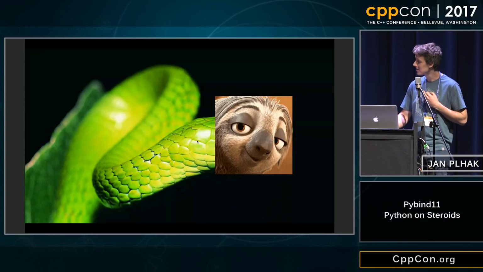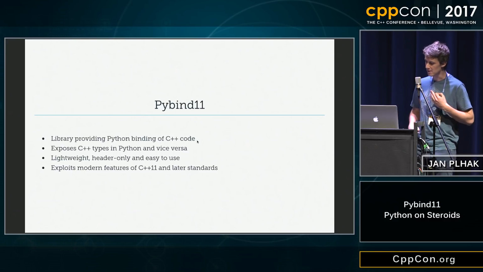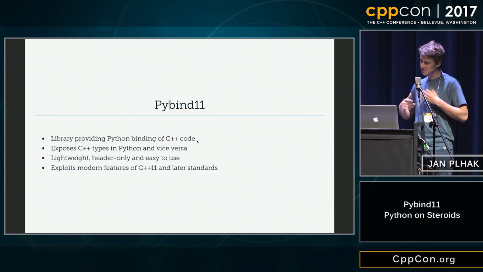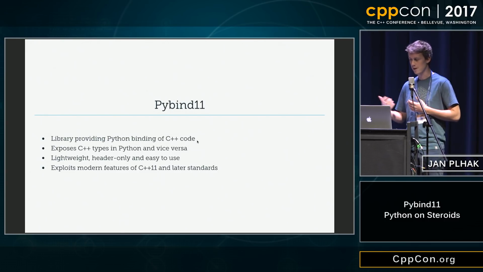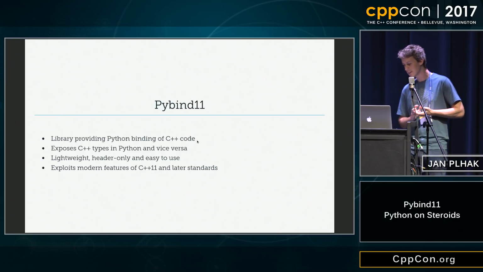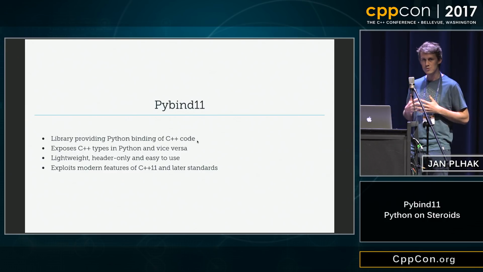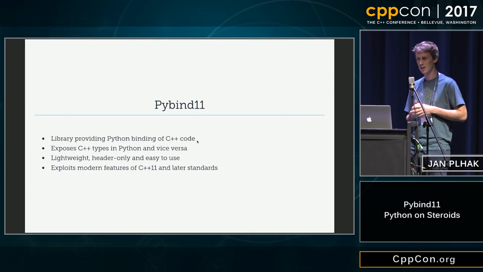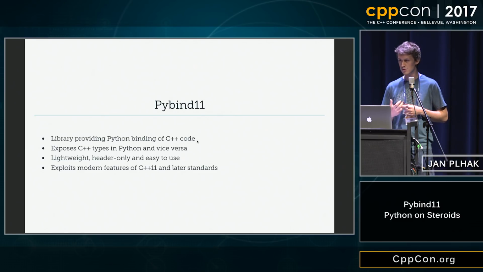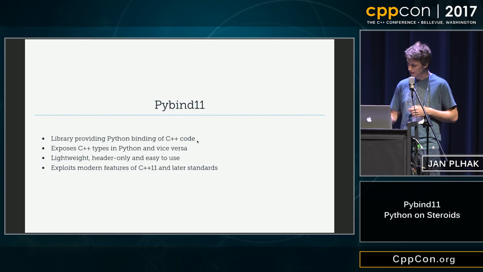So that's when Pybind11 comes into place. Pybind is a C++ library that provides Python bindings of C++ code. It's very easy to use. It exposes all the fancy types you can define in C++. It's very lightweight, header-only, easy to use. And what's most important is that it exploits the modern features of C++11 and later standards, unlike the older Boost bindings to Python and this kind of stuff.